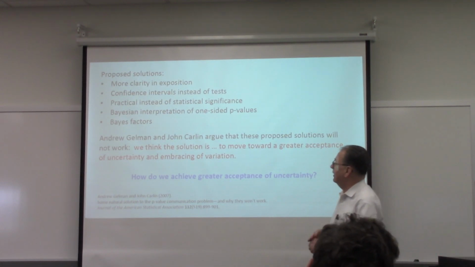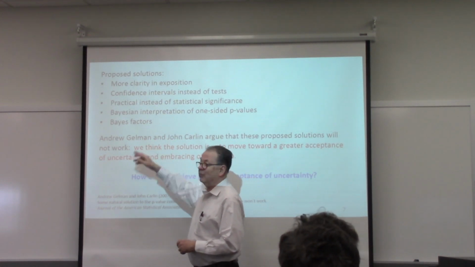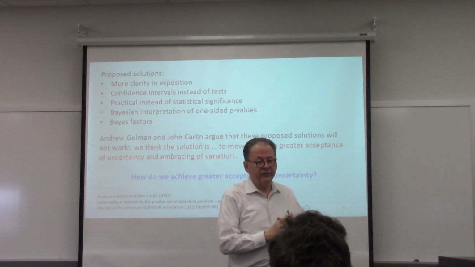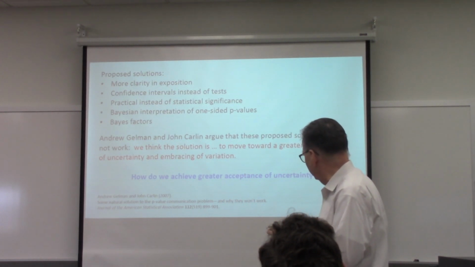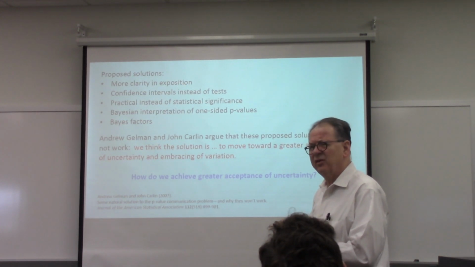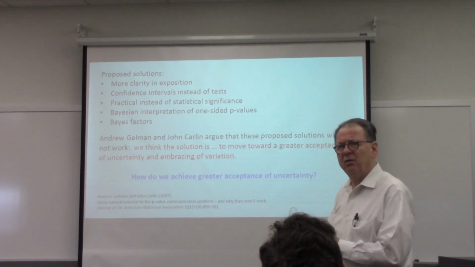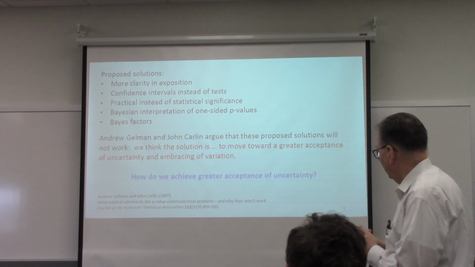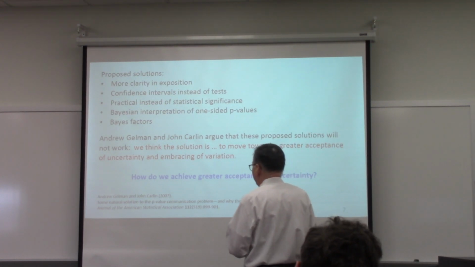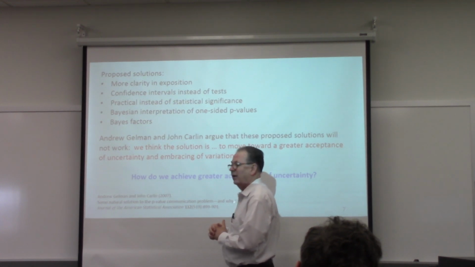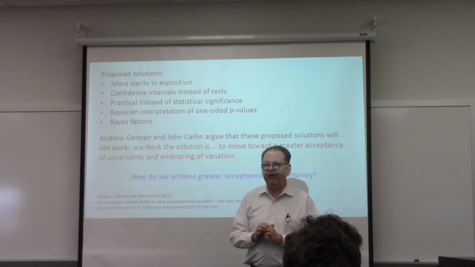Andy Gelman, a statistician at Columbia, came and gave a talk to us in the seminar last year. He and John Carlin, who I think is Australian, have a nice paper called Some Natural Solutions to the P-Value Communication Problem. So this is called the P-Value Communication Problem.